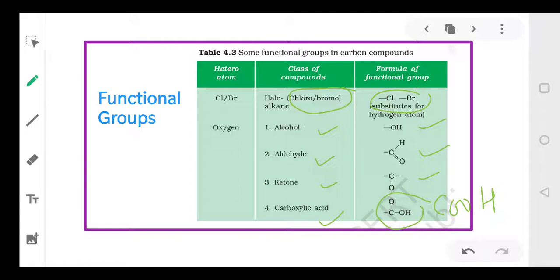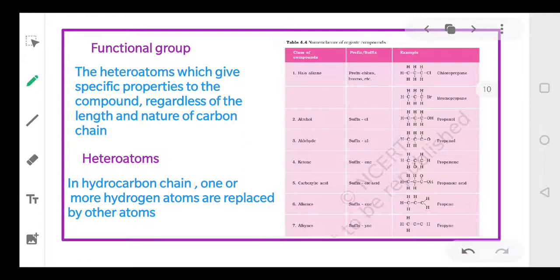Now let's define what is a functional group. Functional group means any atom which gives specific properties to the compound. कोई भी atom जो किसी compound को कुछ specific properties देता है, that is called a functional group. Okay, that is called a functional group.